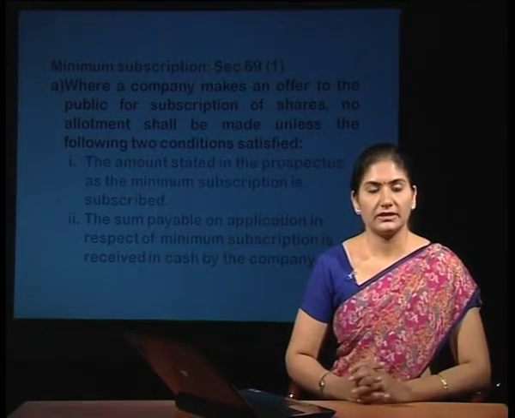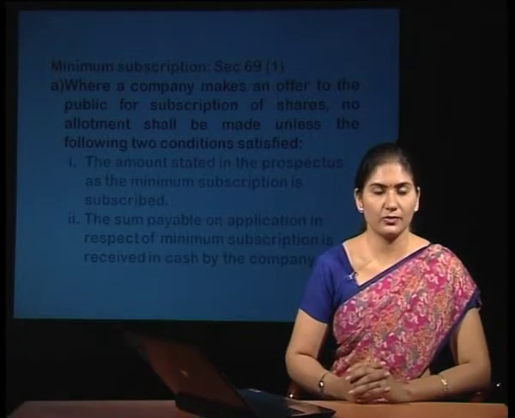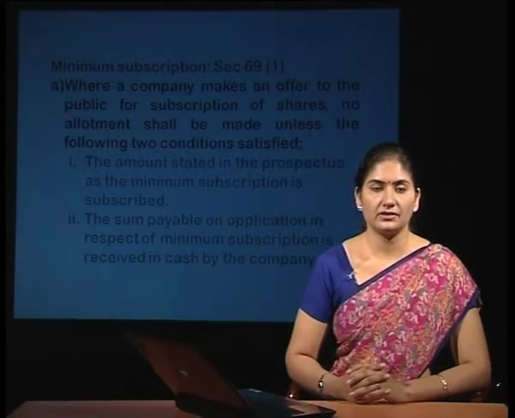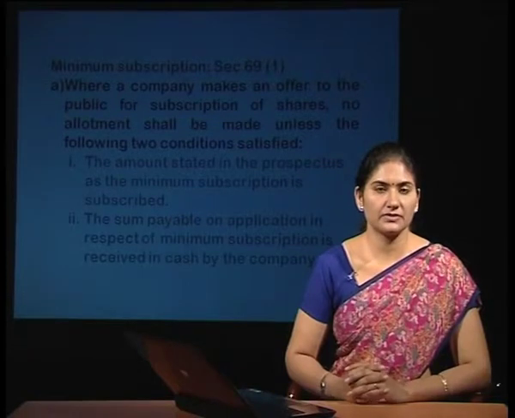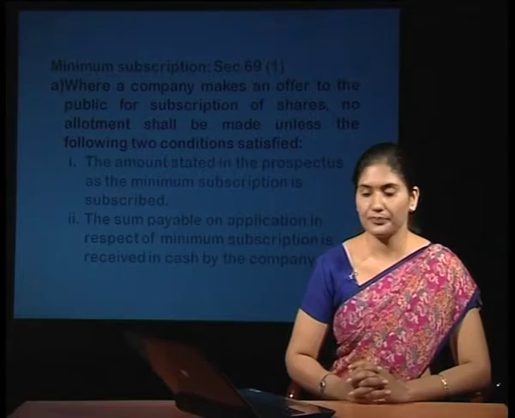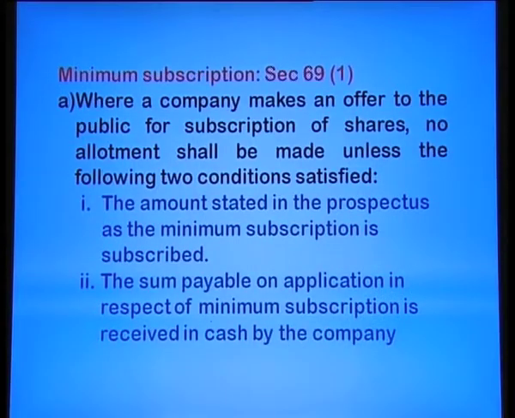Now, this minimum subscription has been fixed at 90% of the issue. So, firstly, the company should be able to calculate its project cost for which it wants to fund through the public issue, and then also calculate 90% of the minimum subscription it is expecting from the public. Now, where a company makes an offer to the public for subscription of shares, no allotment shall be made unless the following two conditions are satisfied.